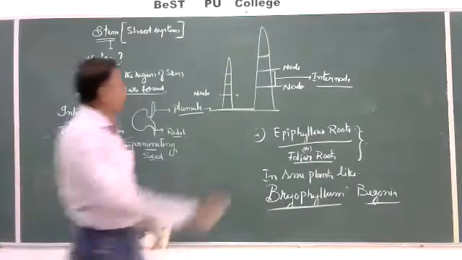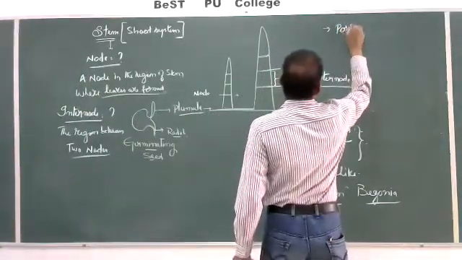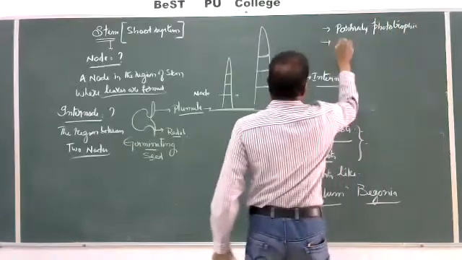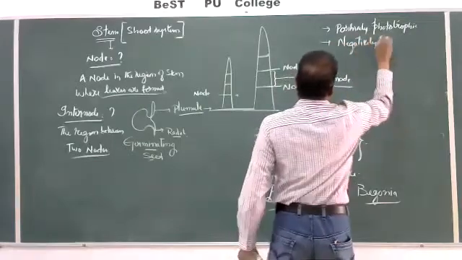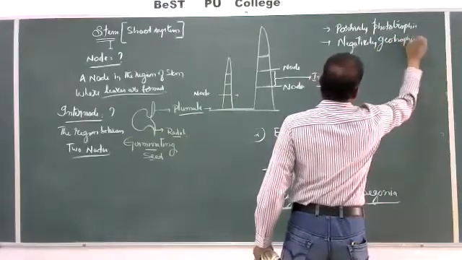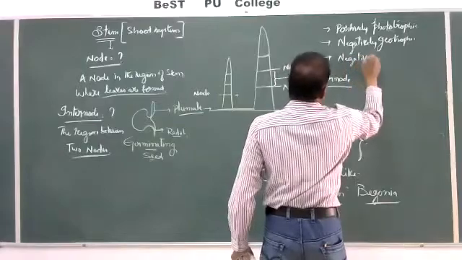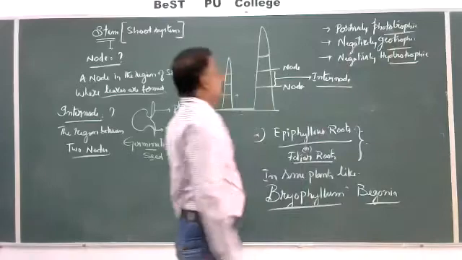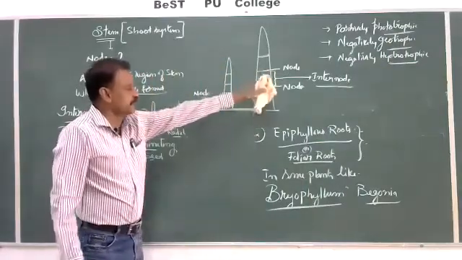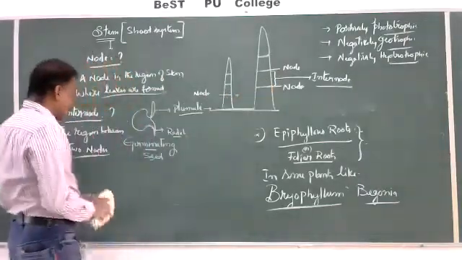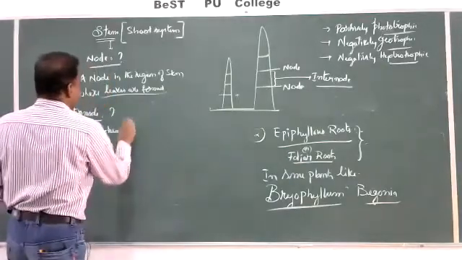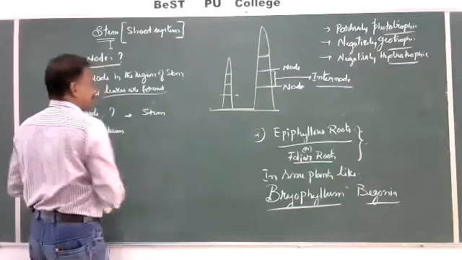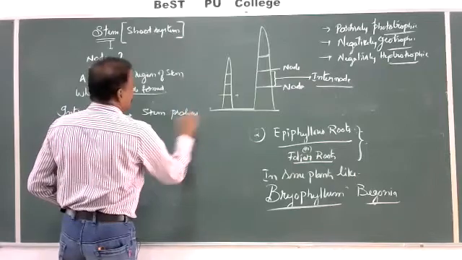So the stem is positively phototrophic, negatively geotrophic, negatively hydrotrophic, and generally it develops nodes and internodes, and generally along with this the stem develops buds.